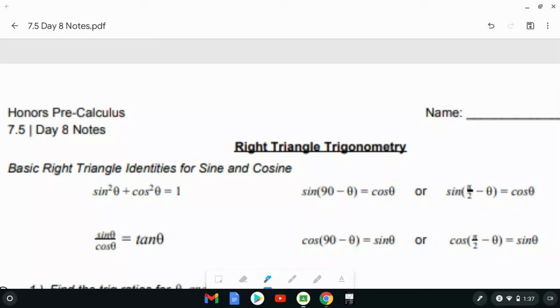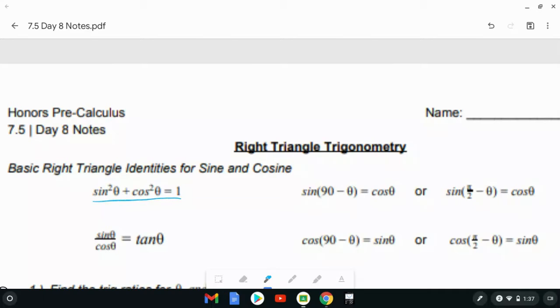So today is chapter 7, day 8. We're going to be talking about right triangle trigonometry and applying the trig ratios to right triangles. Before we get started, I want to review real quick the right triangle identities for sine and cosine.